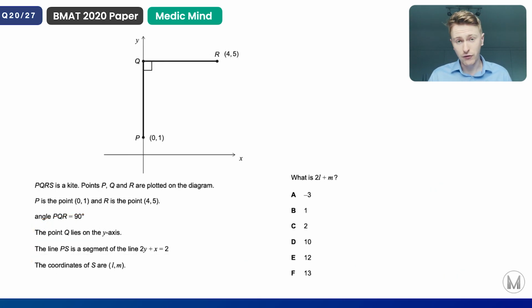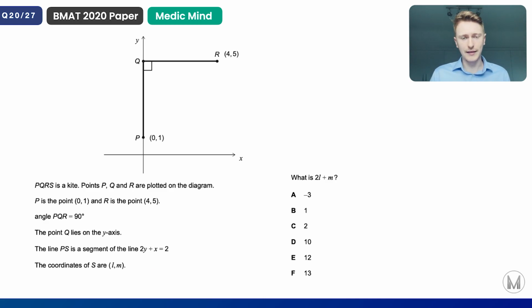Again, we're faced with a graph question, and as always, it's worth writing things down, drawing on the diagram as much as you can. We're told that PQRS is a kite. That means that roughly S should be lying somewhere along this line that I'm tracing out right now. We're told that PS, so P to wherever S is, we don't know where it is, is a segment of the line 2y plus x equals 2.